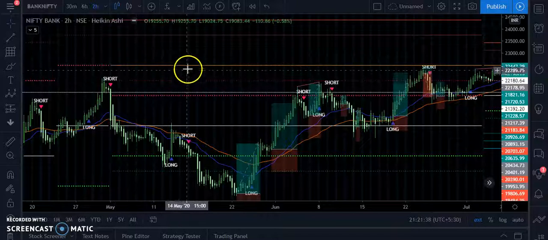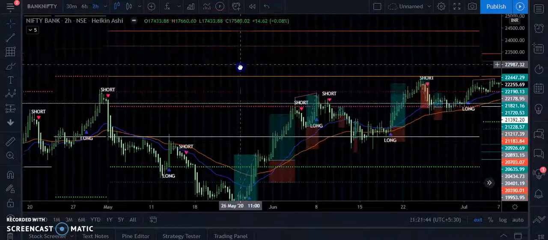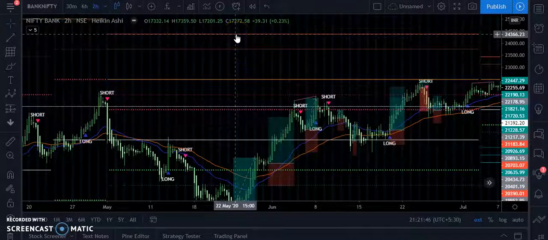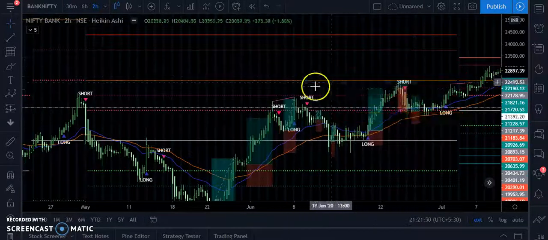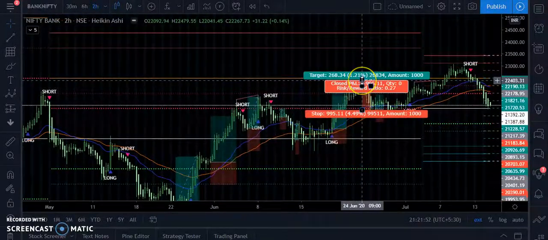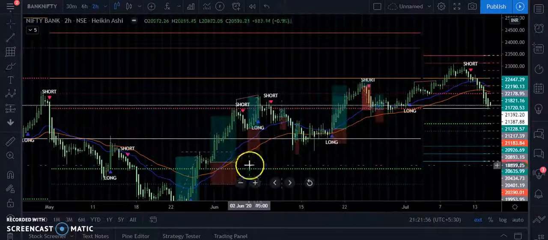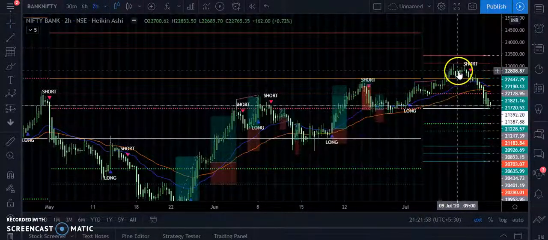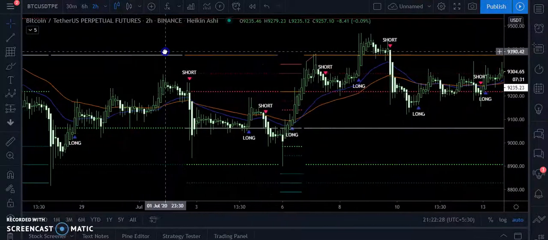And in the 2-hour chart, you see this orange line is the main resistance line, and this red is the strong resistance line. You can see price touched this resistance and came down. You can see how nicely the price is moving up. This is for Bank Nifty. I can show it for different stocks. For example, this is for BTC USDT.